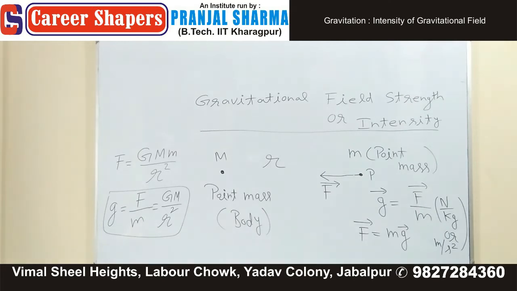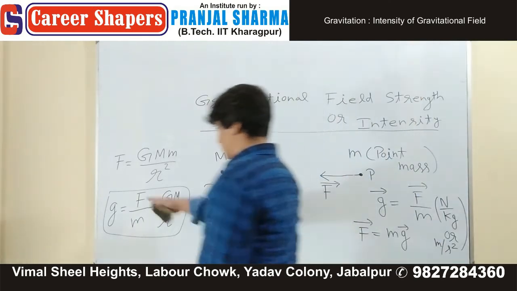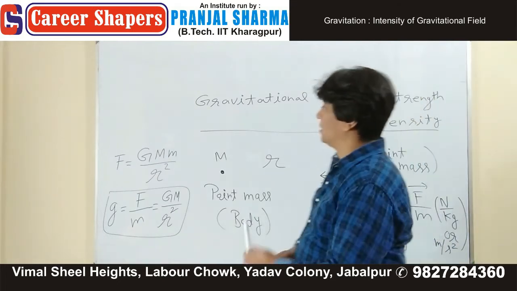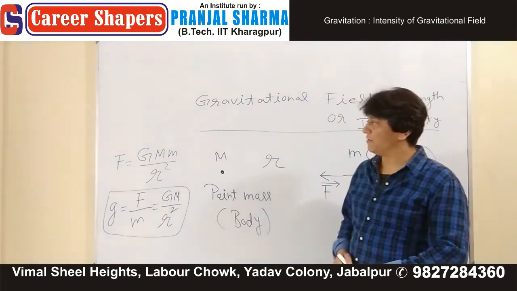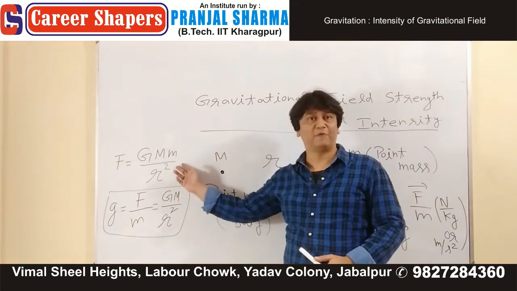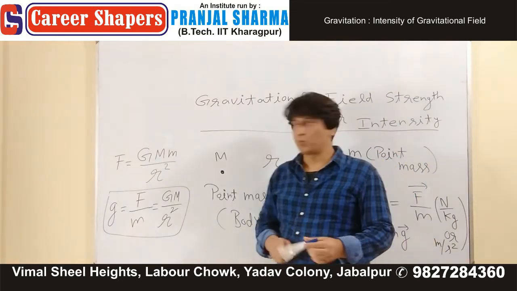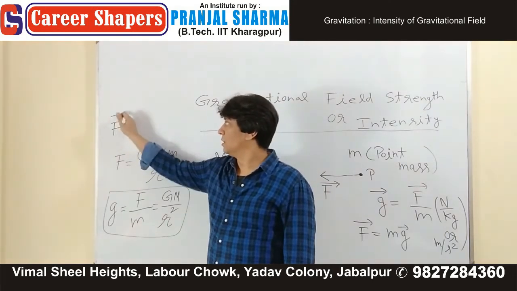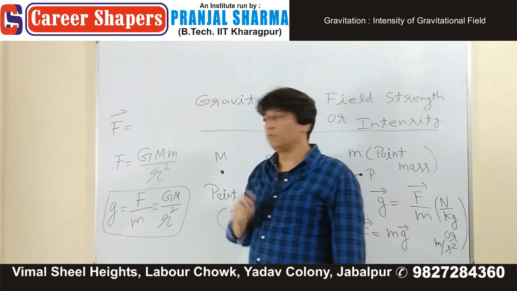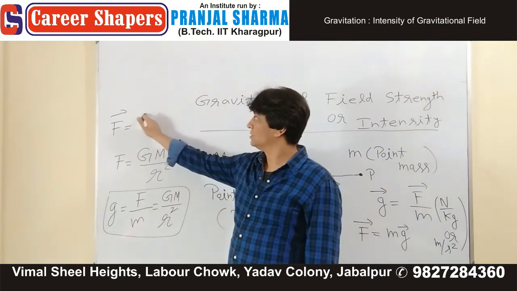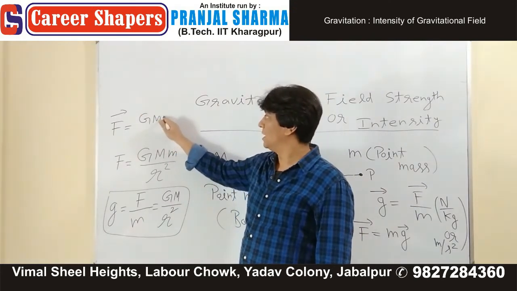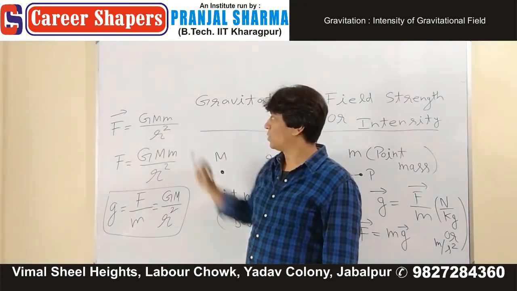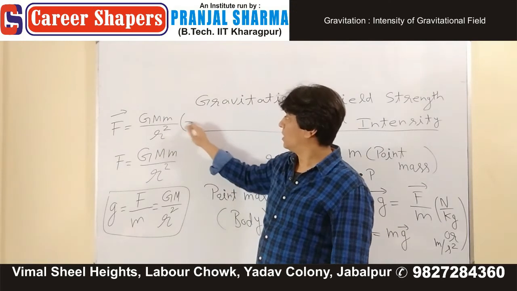Now, let's write down its vector form. This G. In the very first lecture of gravitation, I told you how to write force in vector form, so let's not waste time. This force in vector form was GMm divided by r square, minus of r cap.